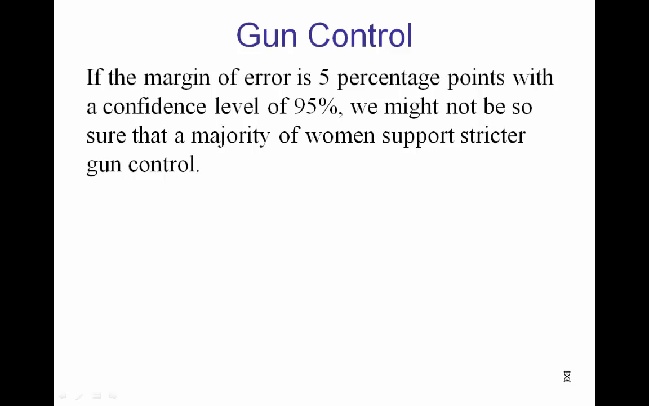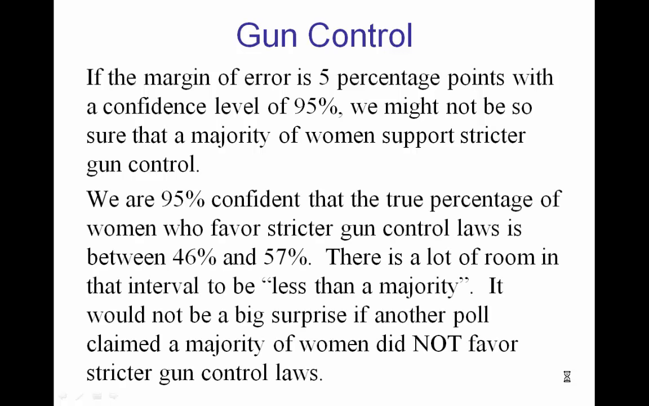If the margin of error is 5 percentage points with a confidence level of 95%, we might not be so sure that a majority of women support stricter gun control. We are 95% confident that the true percentage of women who favor stricter gun control laws is between 46% and 57%. There is a lot of room in that interval to be less than a majority. It would not be a big surprise if another poll claimed a majority of women did not favor strict gun control laws.